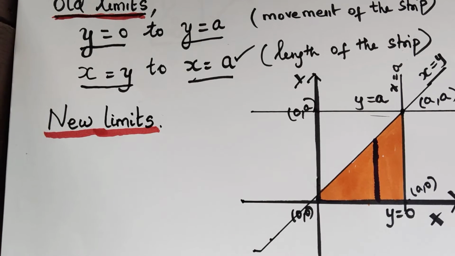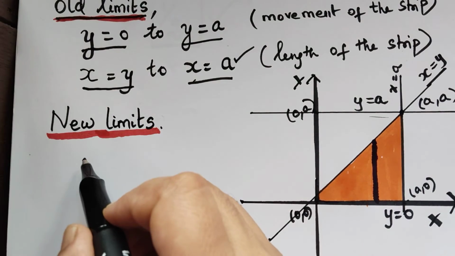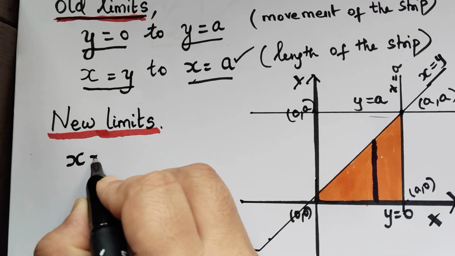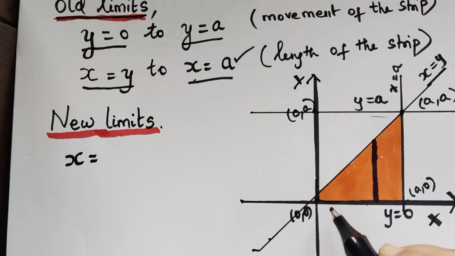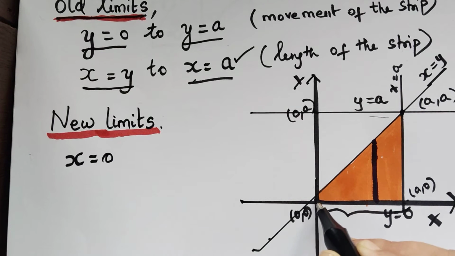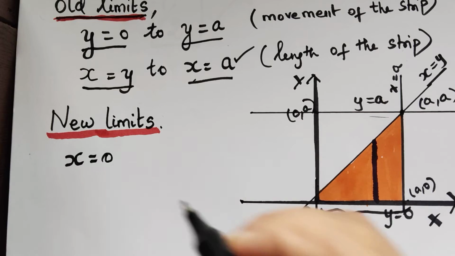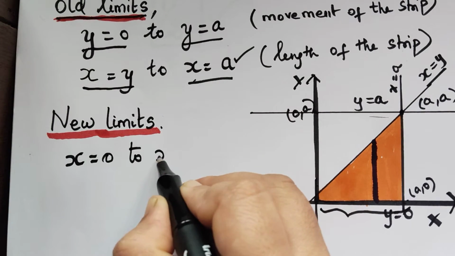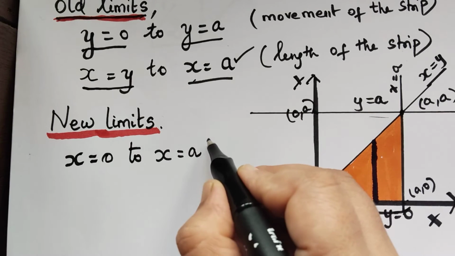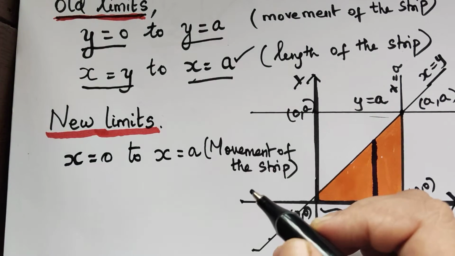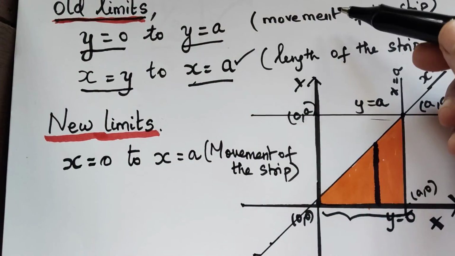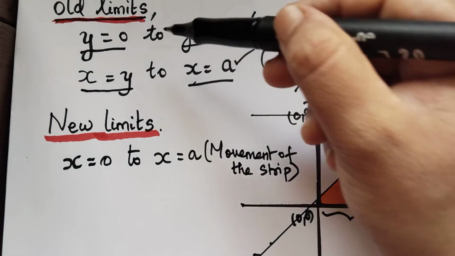So now we shall write the new limits. Since we are going to change the order of integration, the limits for the outer integral will be for x. And x is the movement of the strip, that is the strip moves from this point until this point. So it moves from 0, that is here the value of x is 0, and here what is the value of x? a. So it moves from x equal to 0 to x equal to a. Now we shall find the limits for y, and it will be just opposite to the older limits. So it will change its position. So the movement will be with respect to x and the length will be with respect to y.